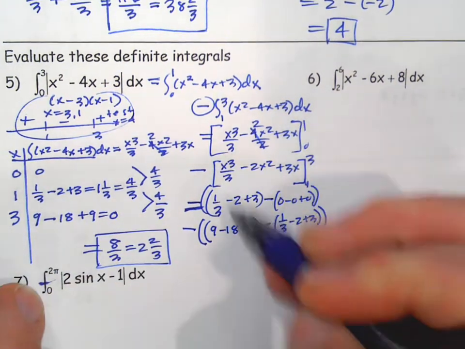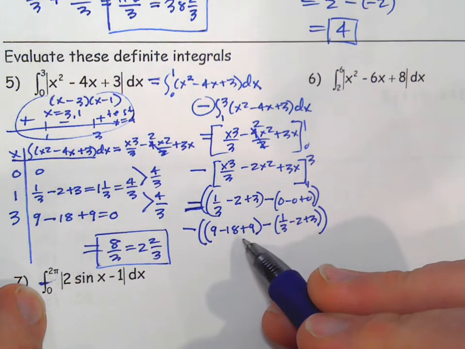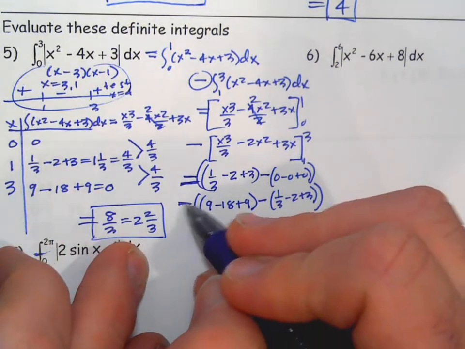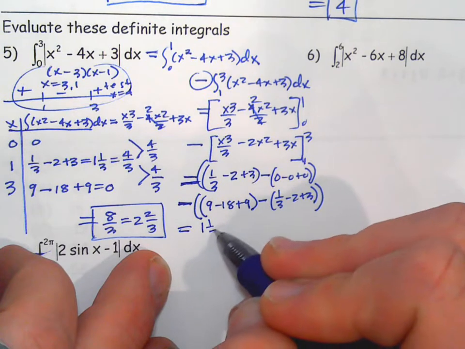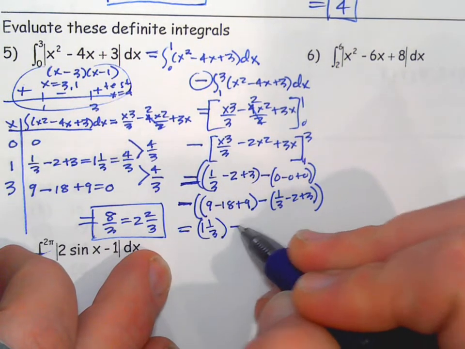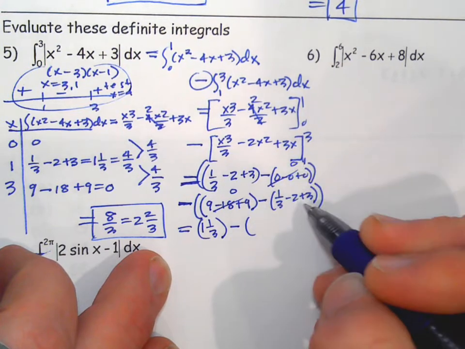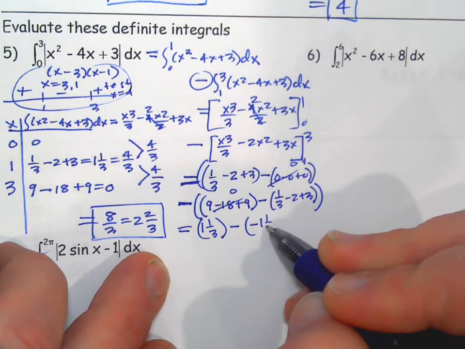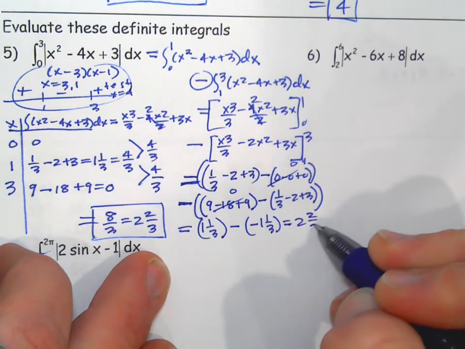I mean, it should look familiar. Like we're doing the same work, but we're doing it twice. And, you know, we're doing a lot of the same work more than once. So that's going to be 1 and 1/3. And then this is going to be 0. That's going to be 0. That's going to be 1 and 1/3. So that's going to be negative 1 and 1/3. So we're going to get 2 and 2/3.